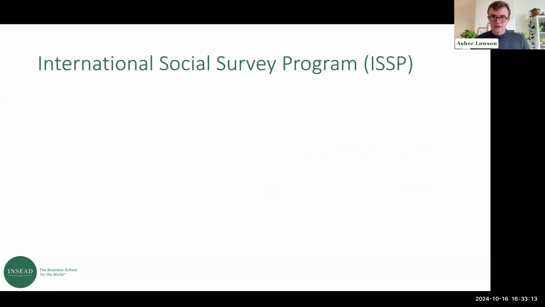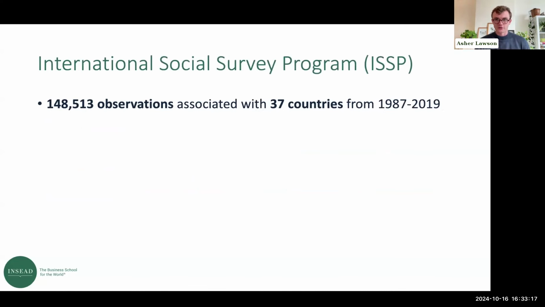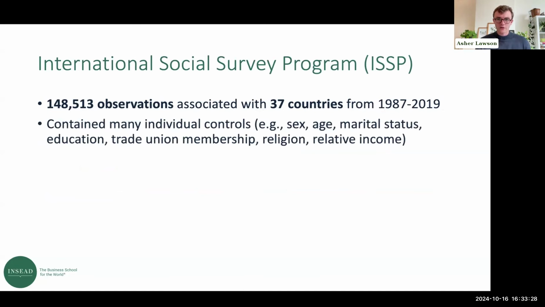For that, we combine these data with survey data. So we took 150,000 observations from 37 countries over a 30-year period. These data are very rich. In addition to the survey items about inequality that I'm going to show you in a minute, they also have a lot of information about the people who were actually responding.